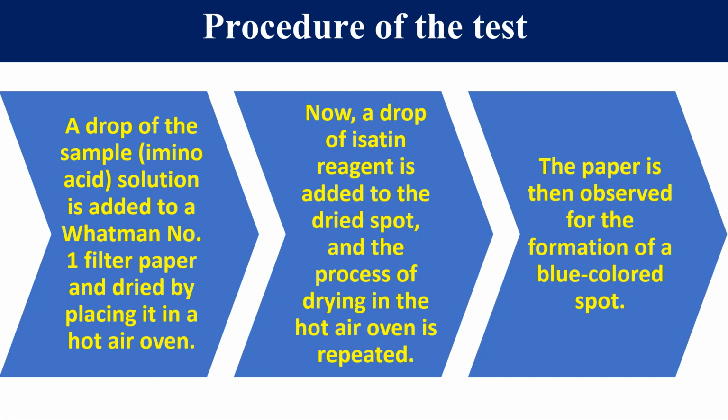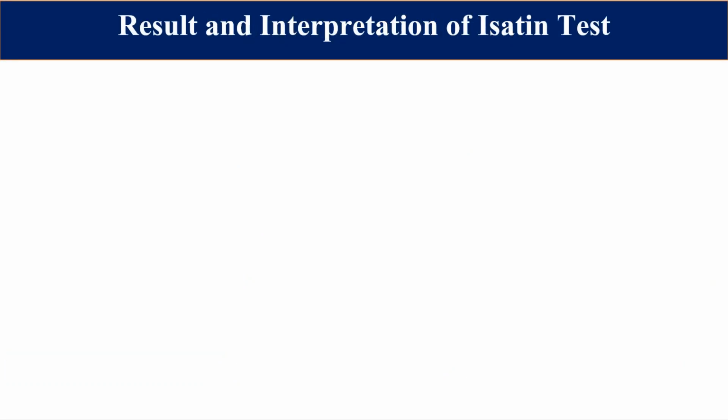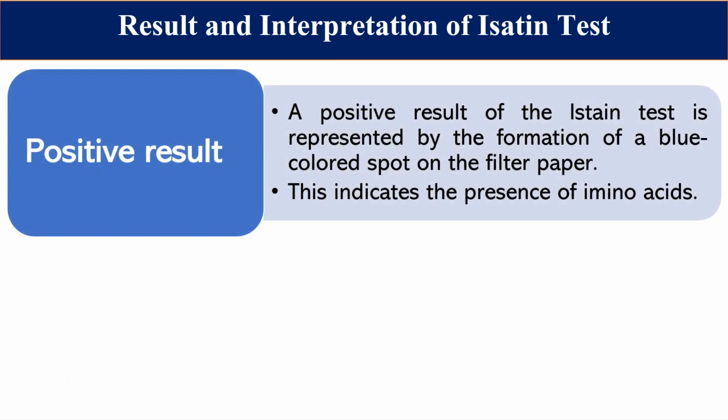If a blue color spot forms, it means it is a positive reaction, amino acid is present. If a blue color spot does not form, it means it is a negative test. So a positive result for the Isatin test is represented by the formation of a blue color spot on the filter paper, which indicates the presence of amino acids, that is, proline and hydroxyproline.